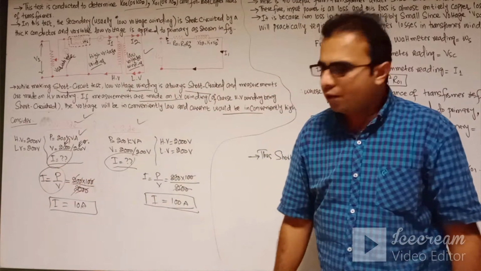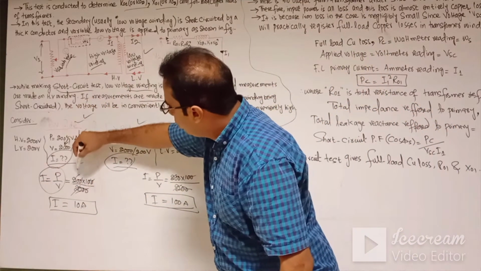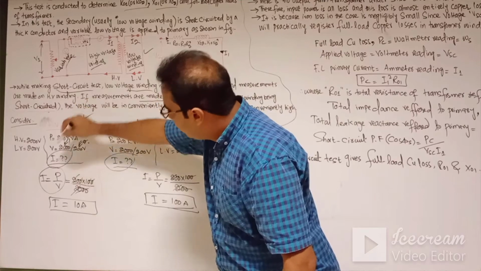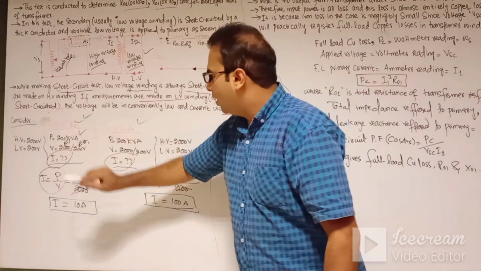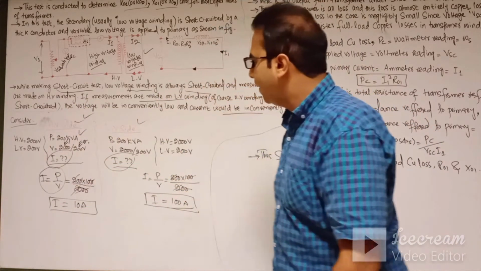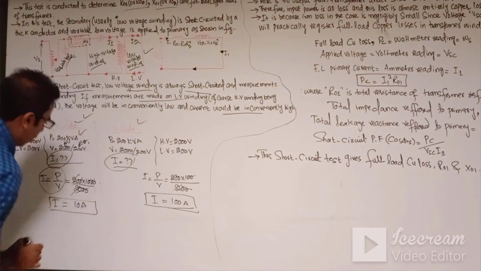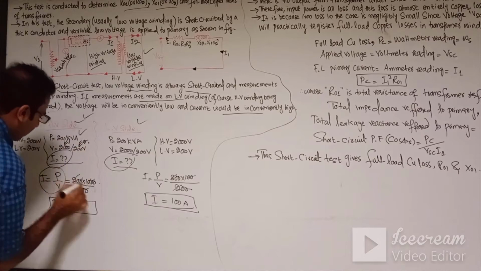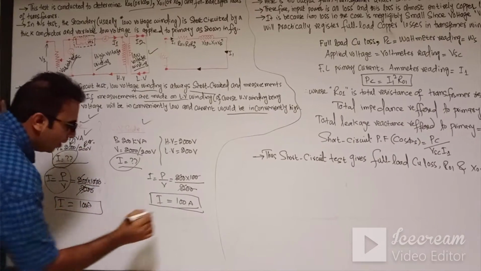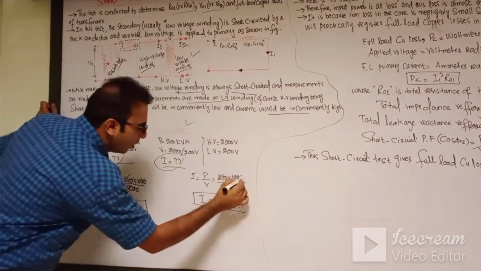I is equal to P over V. Here power is 200 kilo, that is 200 multiplied by 100, okay, and then you can find out that 100 ampere, and here it is 1000 ampere, okay.